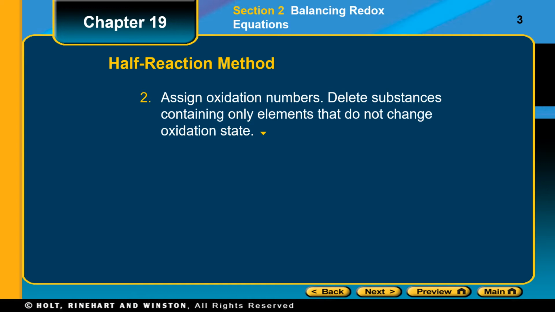So the next step is to assign oxidation numbers, and then we'll delete the substances containing only elements that don't change oxidation state. So here would be all the oxidation numbers. We go through everything that we had in our ionic equation and write the oxidation number for each atom. That's one thing I need to emphasize. It's each atom, not the total, but each atom. So in H2S, each hydrogen's +1 like it almost always is, and then sulfide is a -2, which is from our ion chart. H plus, hydrogen ion, is a +1 oxidation state.